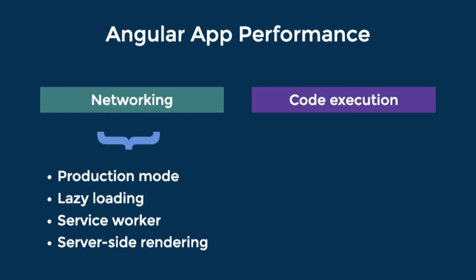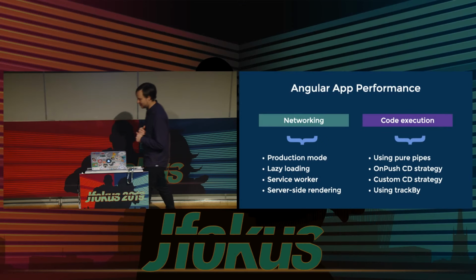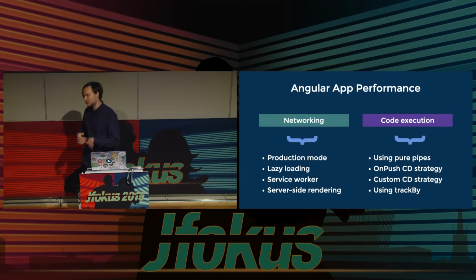And in the code execution block, what is the advice? Pure pipes instead of methods. Be creative with change detection strategies. Don't always rely on default Angular behavior if you really wish to have your app optimized. And just don't forget to use trackBy for ngFor loops.